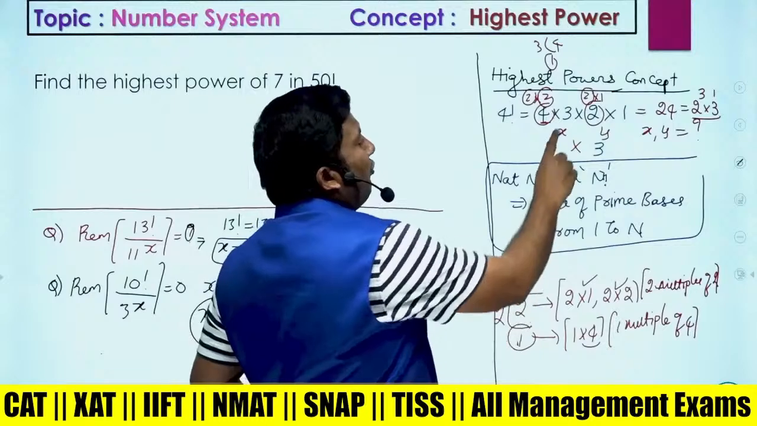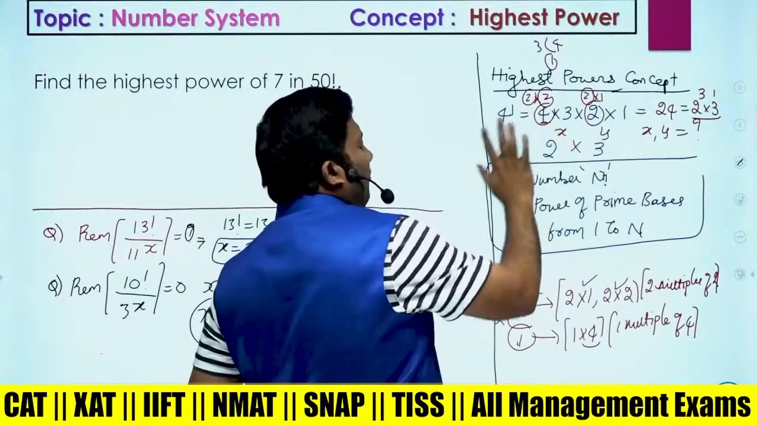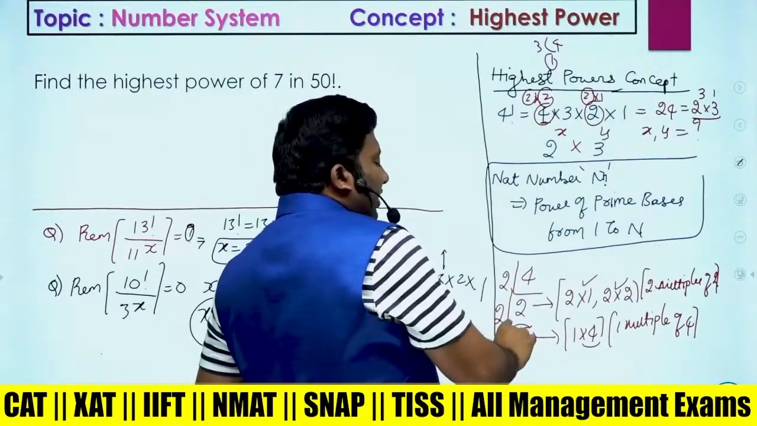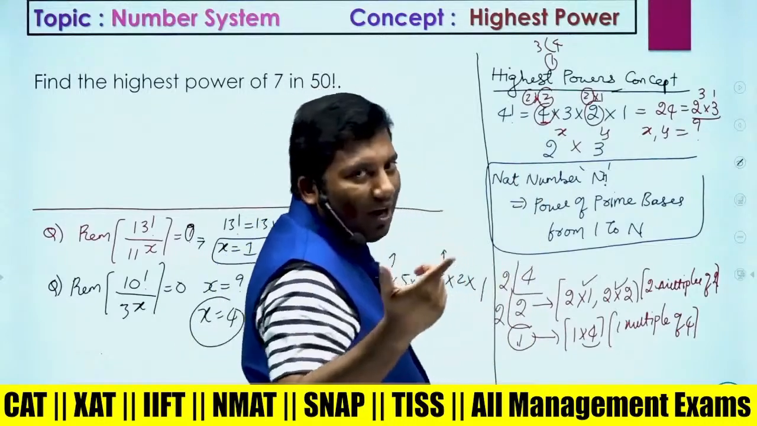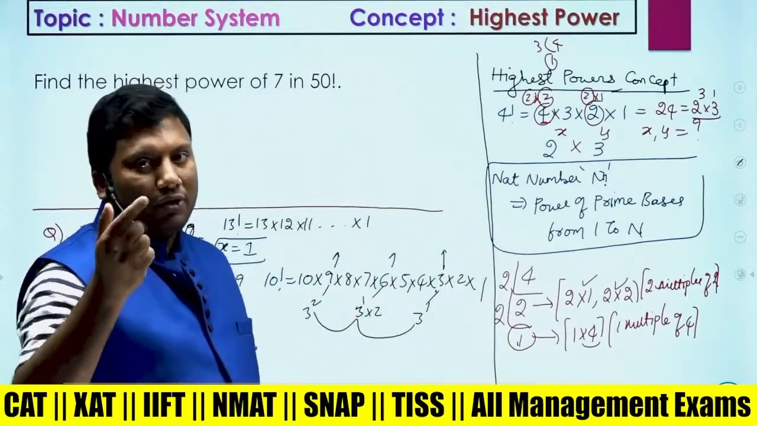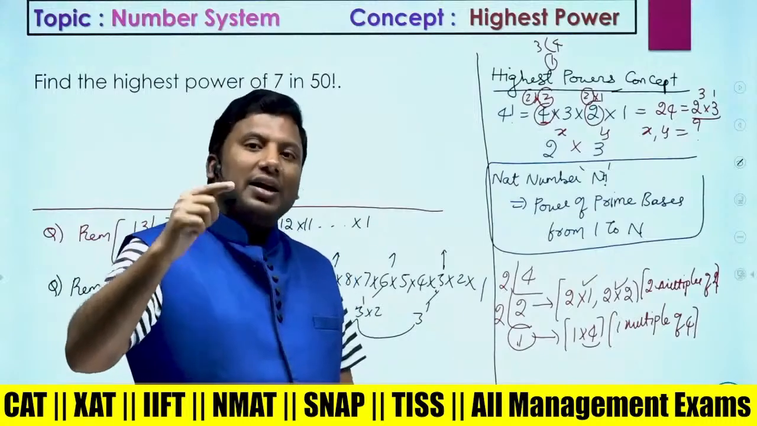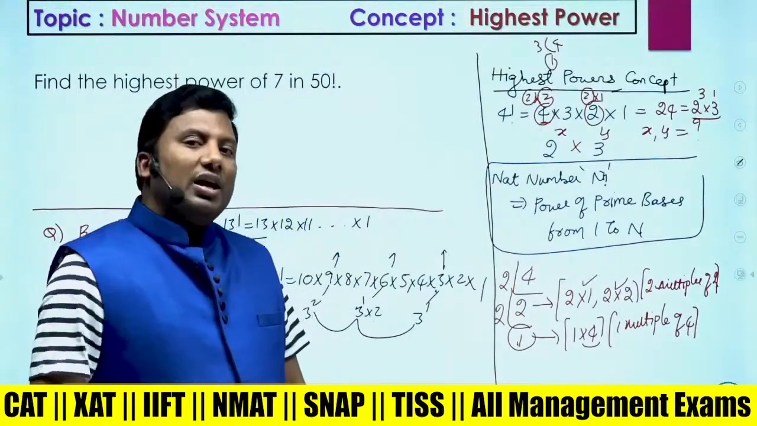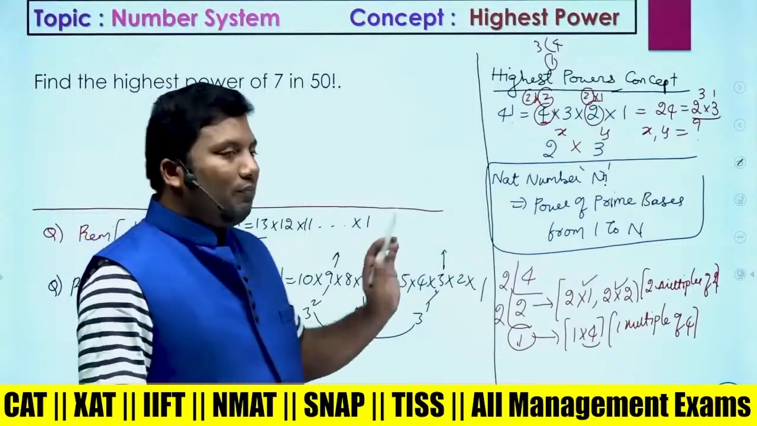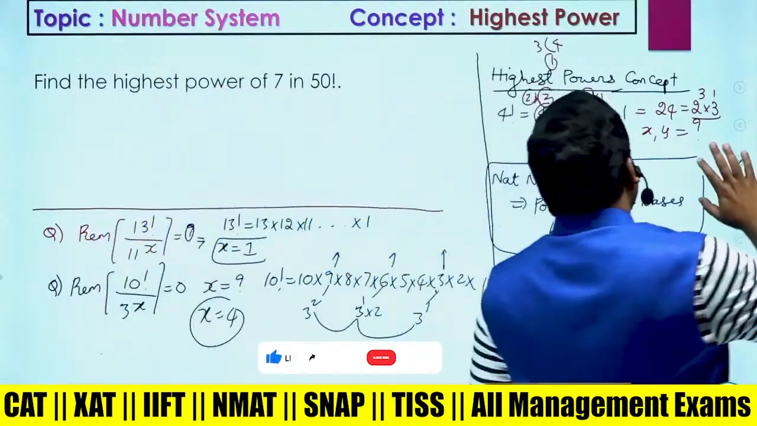2 2s are 4. There are 2 multiples of 2. Again I divided it with another power of 2. 2 2s are 4, because every power of 4 is also a power of 2. Every power of 9 is also a power of 3. Every power of 25 is also a power of 5. I hope the idea is clear.